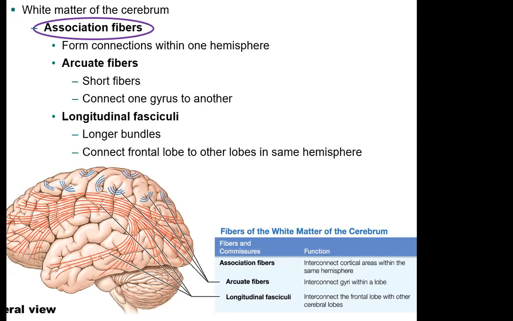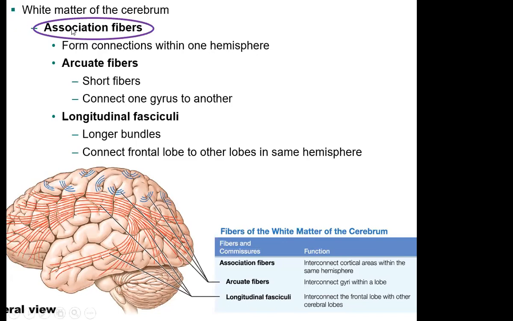White is myelinated. Very good. So white is our myelinated axons. Gray is either the unmyelinated axons or the cell bodies. So what we're going to be talking about on these first few slides is going to be white matter. So we're talking about myelinated axons. We've got different types of fibers that are going to run through the brain.